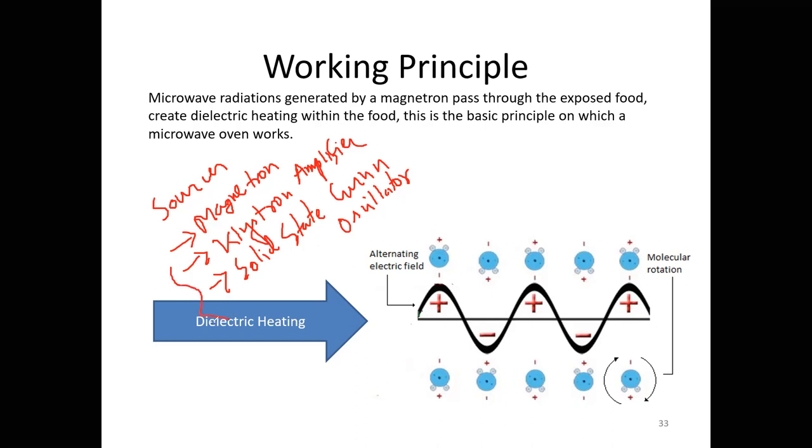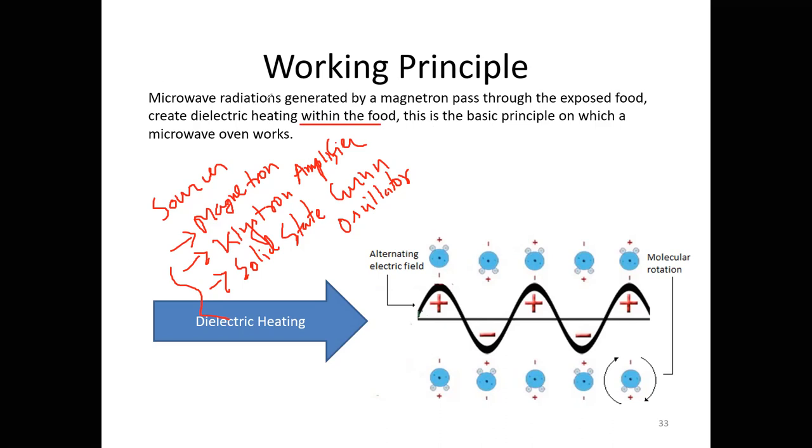We do have these two in our lab, the klystron amplifier and the solid state GaN oscillator, but we do not have the magnetron. So microwave radiation generated by a magnetron passes through the exposed food and creates dielectric heating within the food. This is the basic principle on which a microwave oven works.